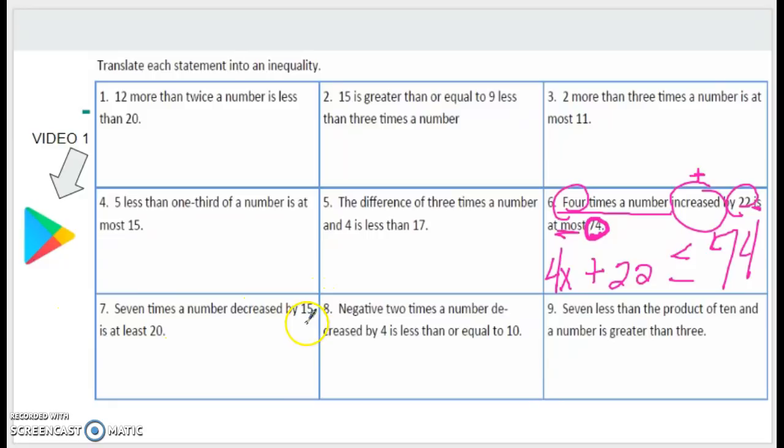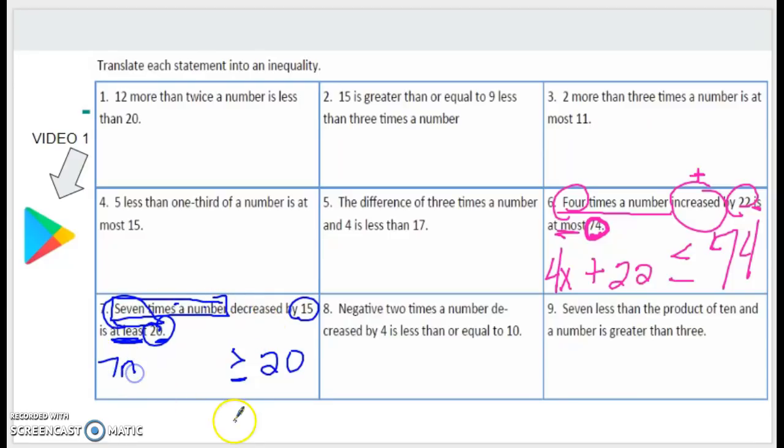Let's look at the next one. 7 times a number decreased by 15 is at least 20. So we need 3 numbers there. 7, 15, and 20. We got to figure out which one is our total. This one here is going to be our total. Is at least 20. At least, if we look at the top of the page, is going to tell us it is greater than or equal to, because it can be 20 or it can be more than 20. So 7 times a number, that's going to be paired with our variable.